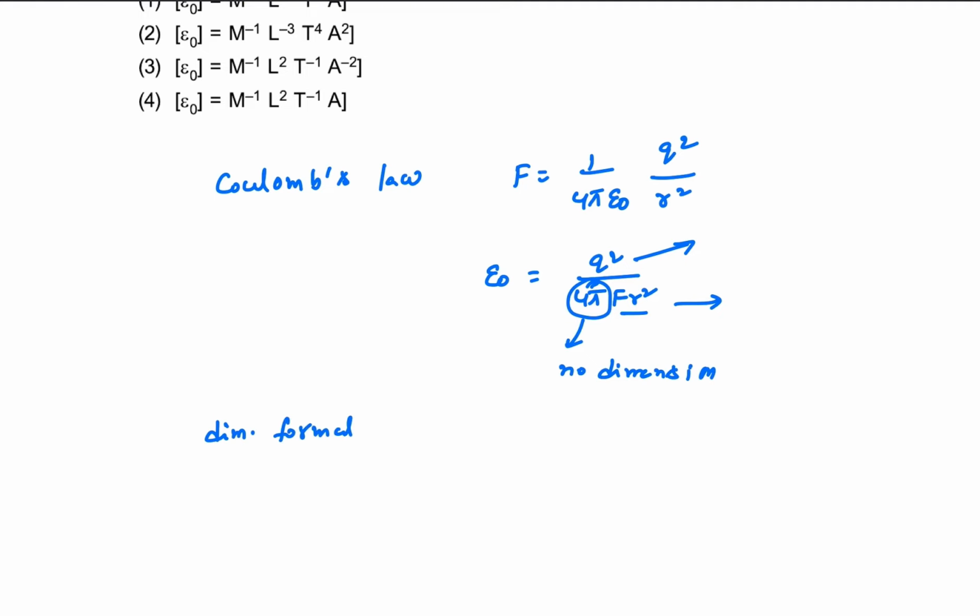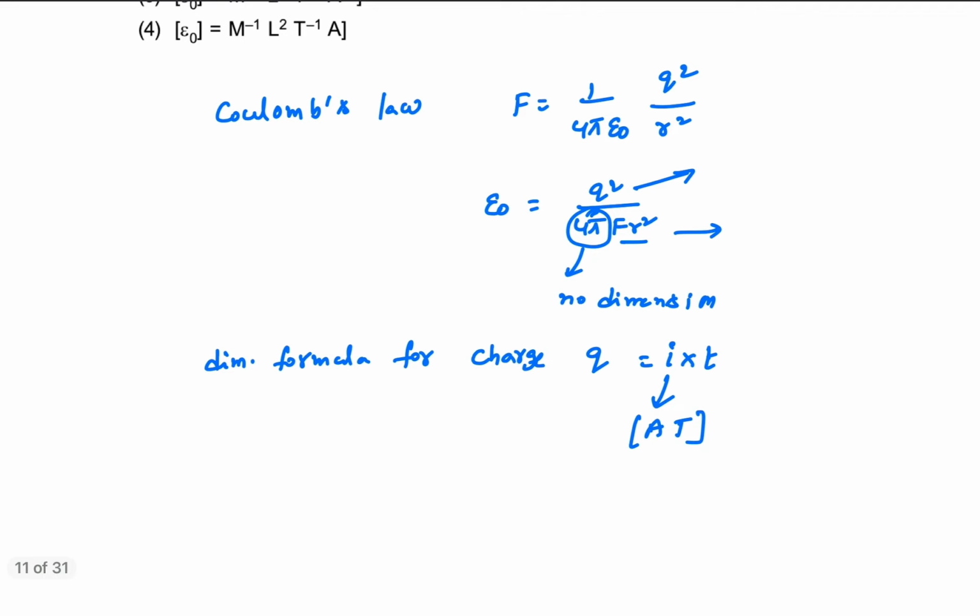Dimension formula for charge q. You can write that charge is nothing but current into time taken. Current is the fundamental quantity A, and time is the fundamental physical quantity T. You can write AT is the dimension of charge.